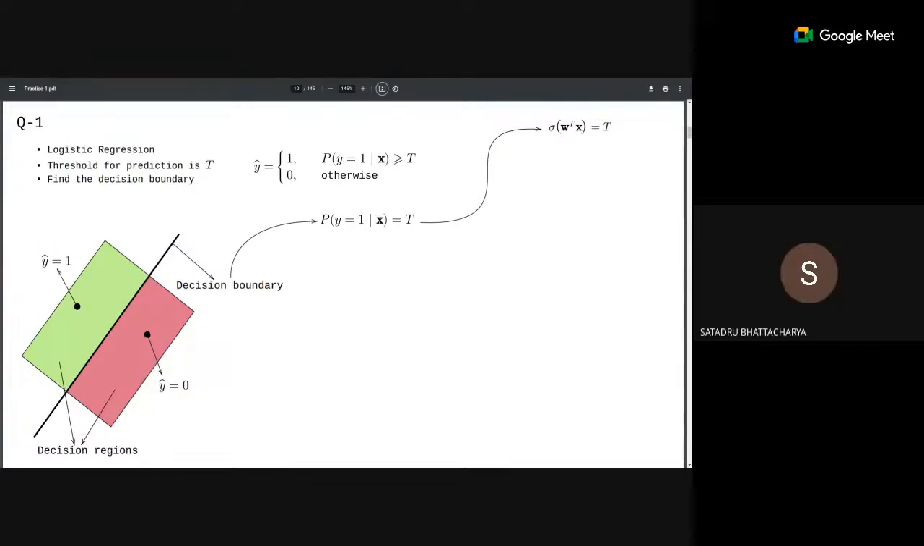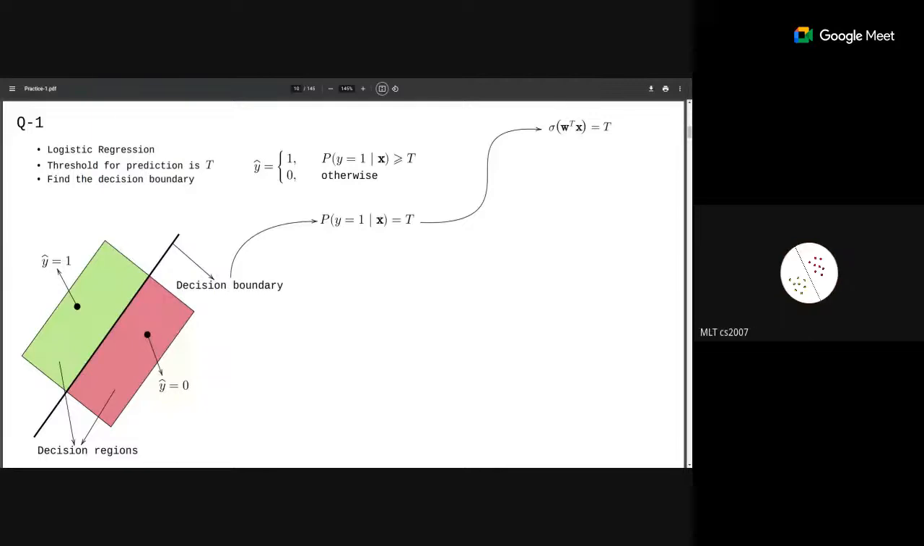If the point falls on the boundary, then the sigma of W transpose X would be T. And here you can see that y cap equals 1 when P of y equal to 1 given x is greater than or equal to T. Correct, I get your point now, but I'm asking in a more general sense. If a point falls on one side of the boundary, it is 1. If it falls on the other side, it is 0. But if it falls on the boundary in general, forget about this particular inequality, what can you say? It could go either way, right?